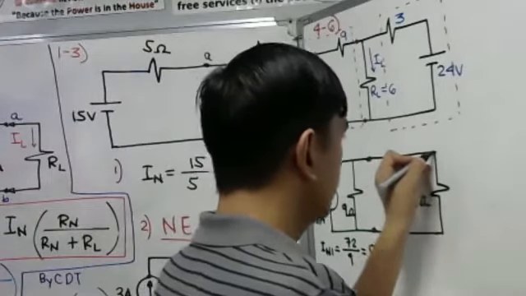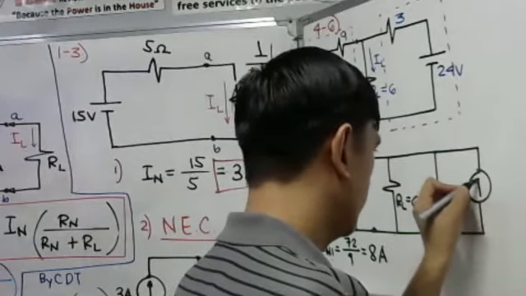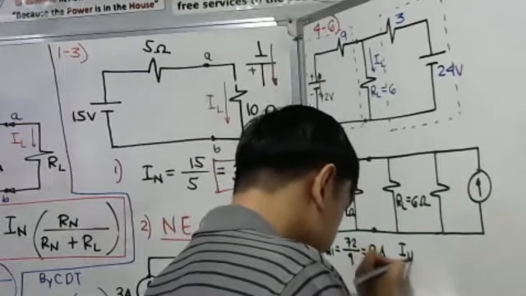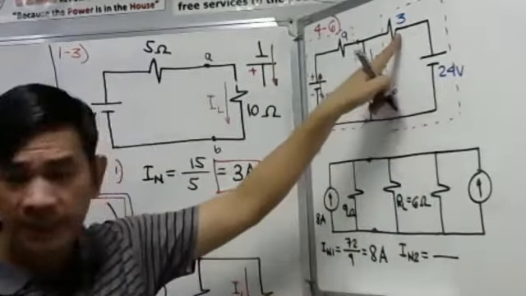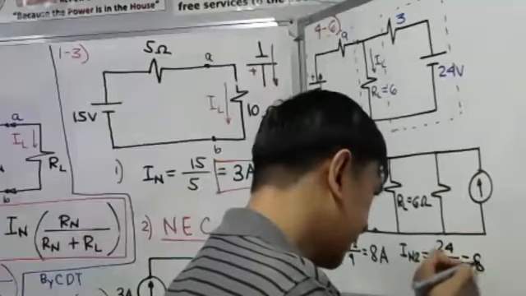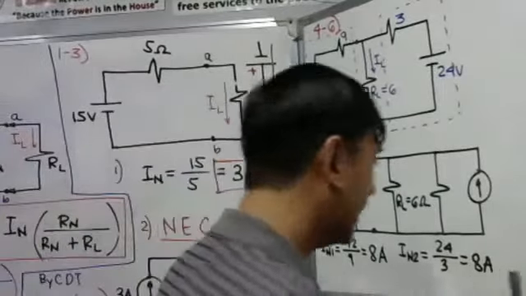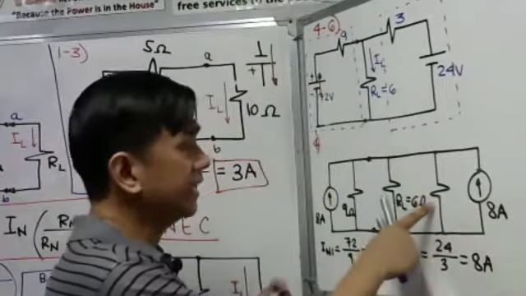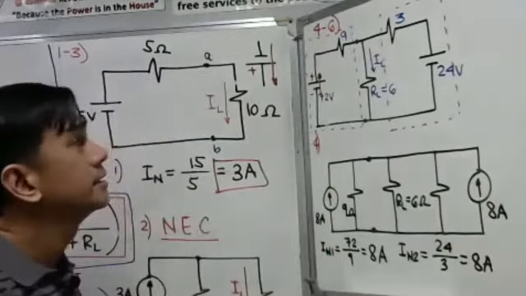And then the current source. What about IN2? Okay, by Ohm's law, take a look here. 24 divided by 3. So the answer is 8 amperes also. Also, they are 8 amperes. So put here 8 amperes. What about the resistance here? The resistance here is the same as the 3 ohms. So just copy that.